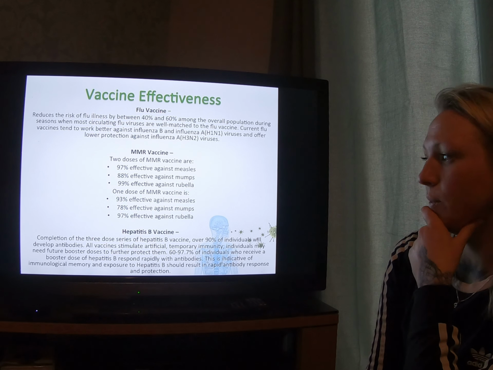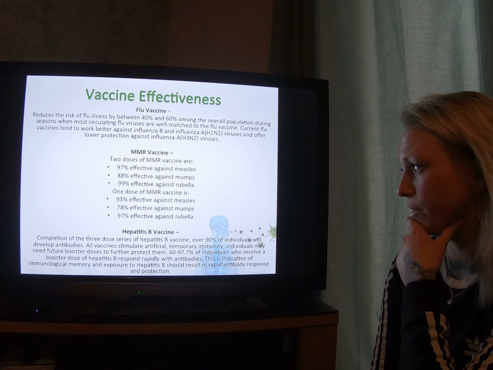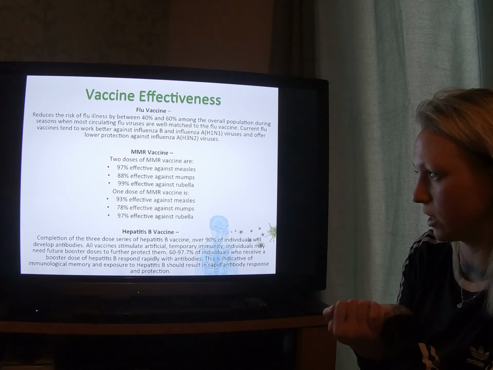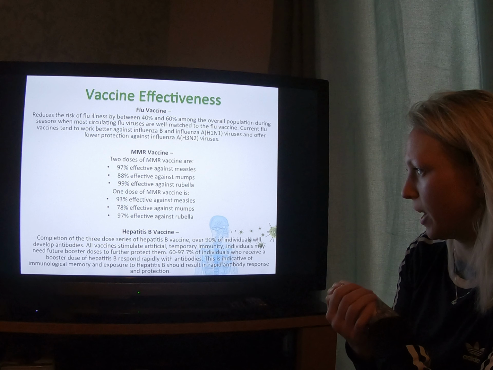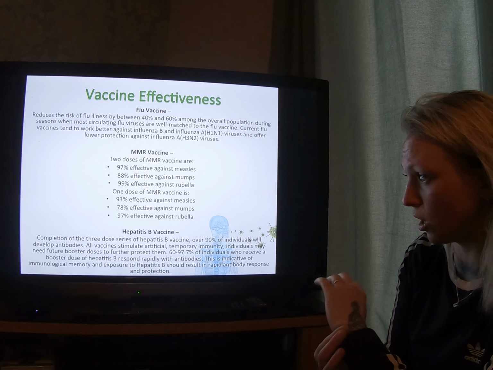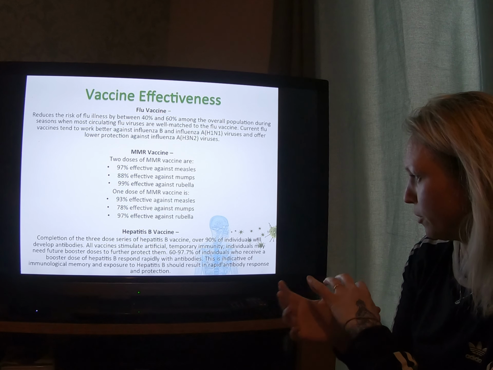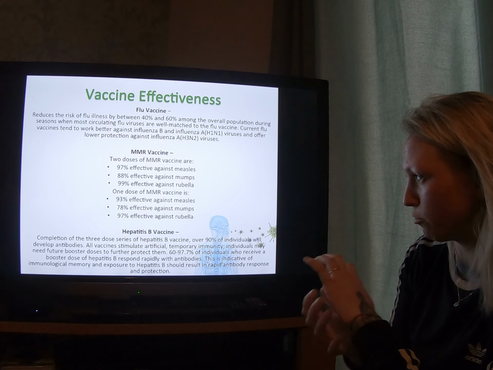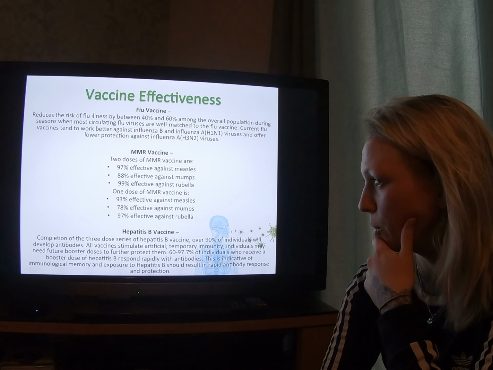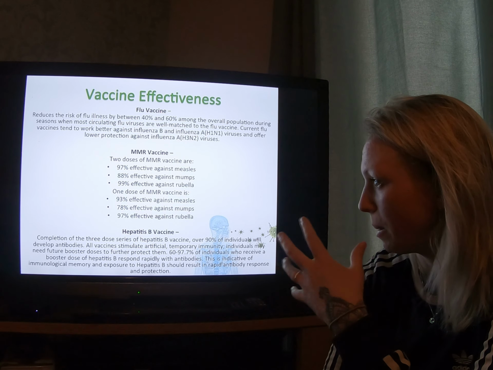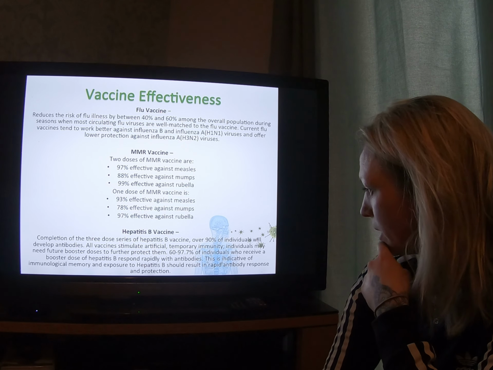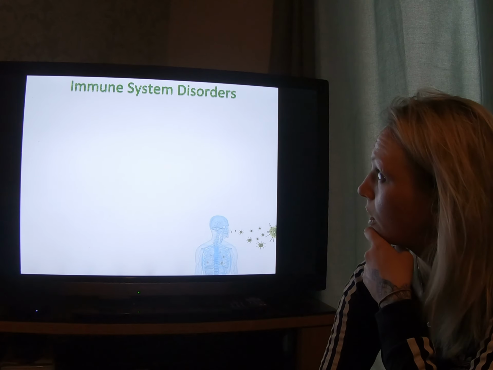So the Hep B vaccine: with completion of a 3-dose series of Hep B, over 90% of individuals will develop antibodies during this time. All vaccines stimulate artificial temporary immunity. Individuals may need a further booster dose to protect them. All the individuals that receive the booster dose respond rapidly with antibodies. It's indicative of immunological memory, and exposure to hepatitis B should result in a rapid antibody response.